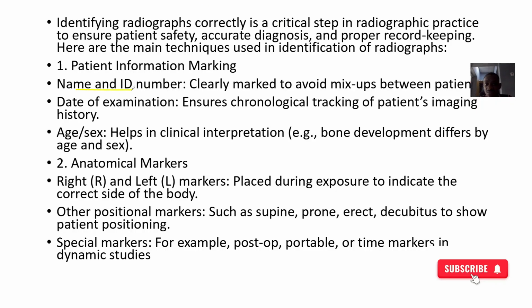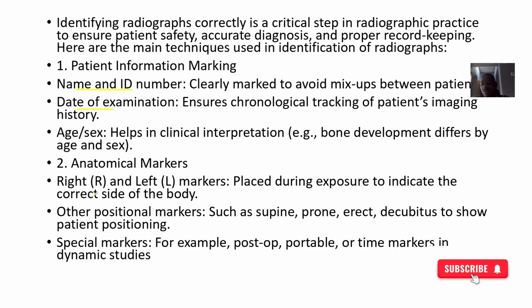So, patient information and marking. First, you have to identify the patient. You have to identify the date on which that imaging was done. You have to know the age and the sex of the patient. Then anatomical markers: you have to know if it was the right side or the left side of the imaging. That's the first step towards good interpretation.